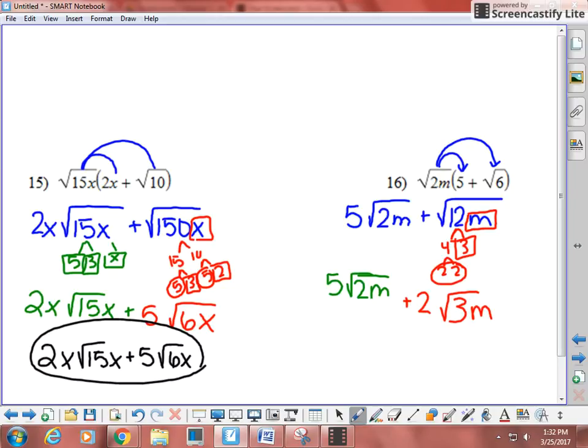Look at your square roots, decide if you can put them together. Well, this one's a 2 and this one's a 3, so they're not alike. So I have 5 root 2m plus 2 root 3m.